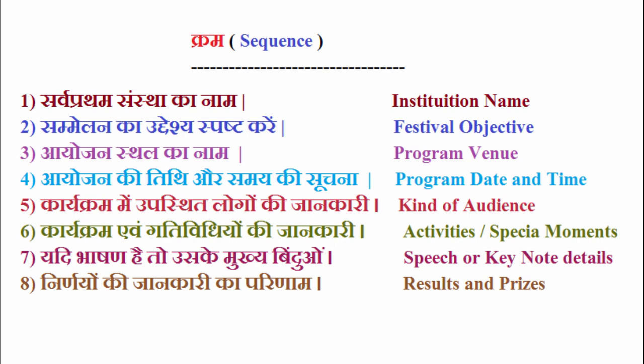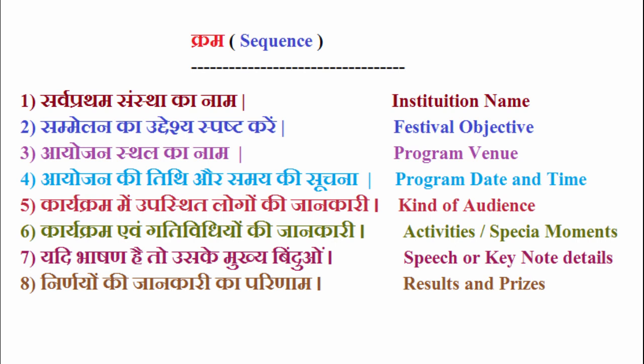Number 7, कार्यक्रम एवं गतिविधियों की जानकारी. Write down the activities that were taken care of in that particular program. Number 8, यदि भाषण है तो उसके मुख्य बिंदु. If your headmaster or any chief guest in that function has given a starting note, you can include the main 2 or 3 lines, how he interacted, what he really wanted to say, and how the audience reacted to the speech. You have to write this.